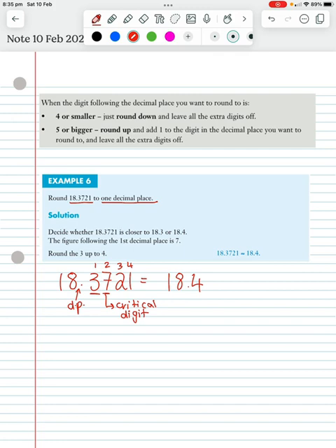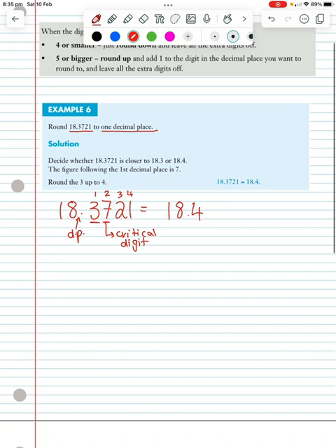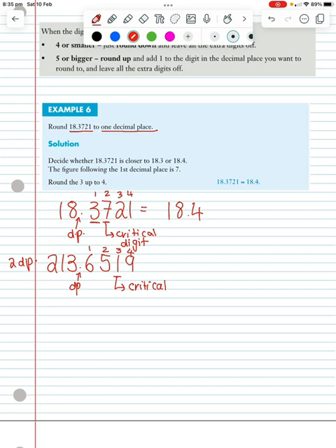I'm going to give you another 2 examples just so you feel confident with this. So say we've got 213.6519 and we want to round this to 2 decimal places. So again, here's my decimal point. I've got 1, 2, 3, 4 numbers. So this number here will be my critical digit, my third one along.